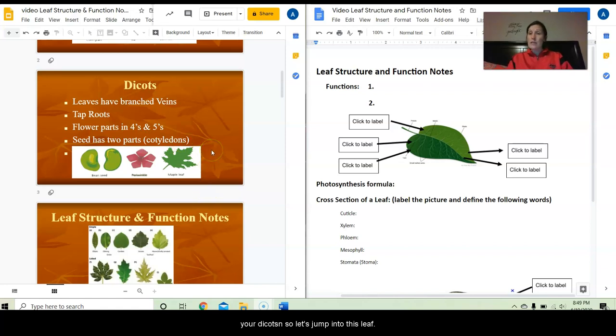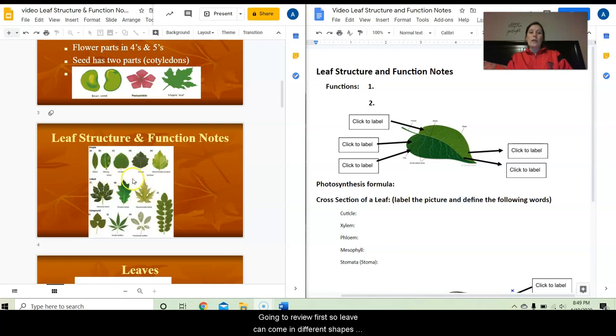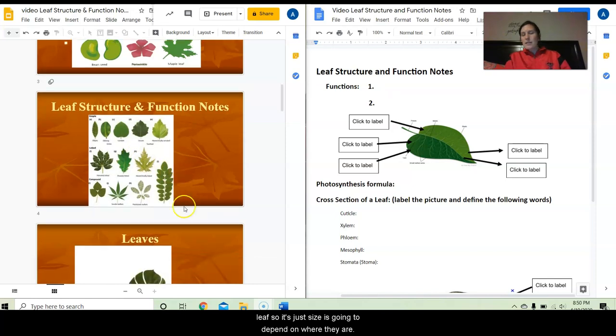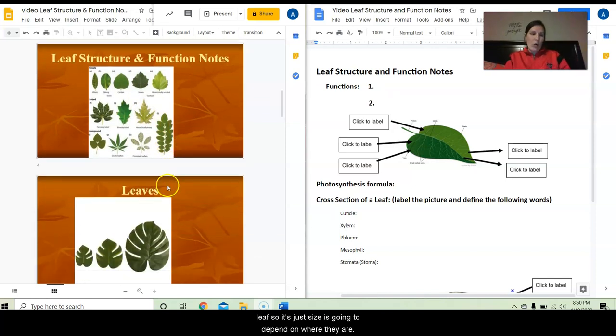Okay, so let's jump into this leaf. We're going to review first. Leaves can come in different shapes and sizes, depending on how much sunlight they need, because the leaves are where we absorb our sunlight. If we are having a hard time getting sunlight, like in the tropical rainforest, the leaves are going to be really, really big because they're fighting for sunlight through the canopy. If we're not worried about sunlight, but we're worried about losing water, because we can also lose water through the leaves, the leaves are going to be smaller, like in the desert, where some of them are even the needles on a cactus. That's a leaf. So size is going to depend on where they are.